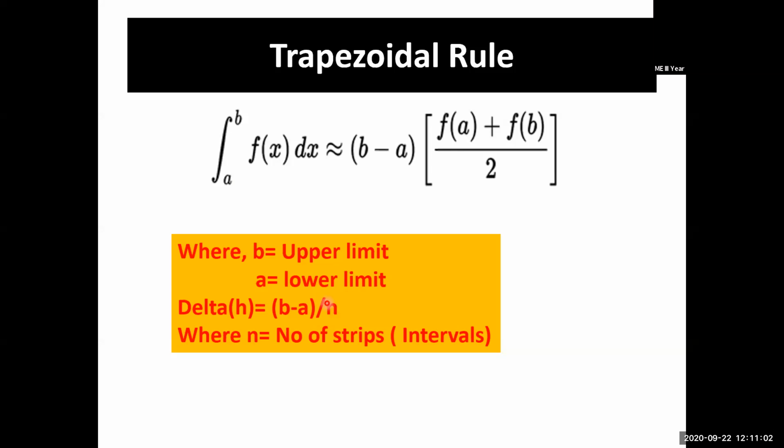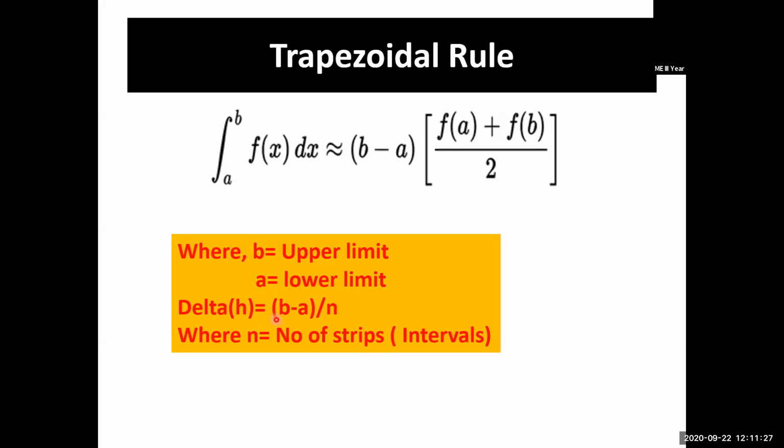Suppose here 10 will be there, so that the total interval will be divided into 10 parts. If you find the value of delta, here delta is represented by h. Sometimes in some other book or material, it will be represented by some other alphabet, but don't get confused by that. Just keep in mind the delta value.